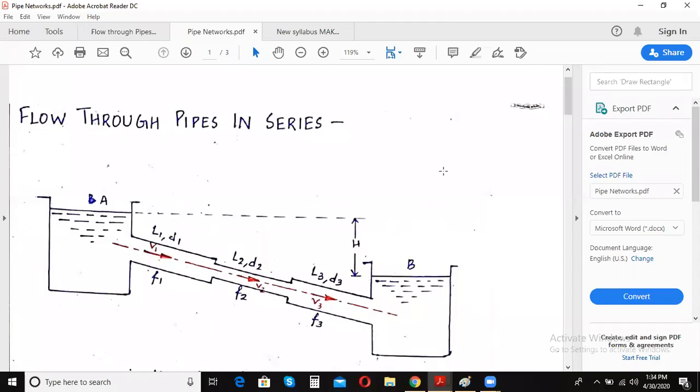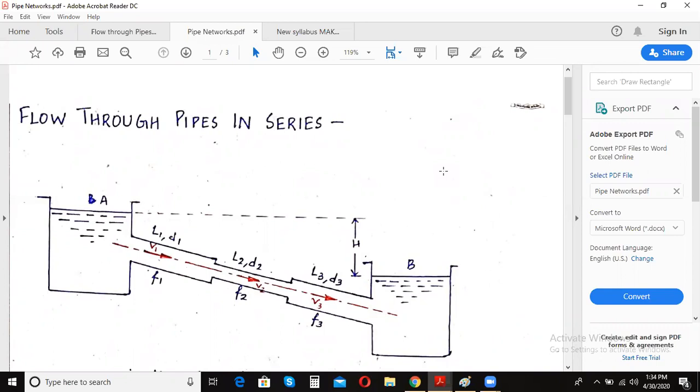Welcome back to another lecture on fluid mechanics. Today we will be discussing the flow of a liquid, or flow of a fluid, through pipeline systems. So what is a pipeline system? A pipeline system is a number of pipes which are connected either in series or in parallel, or there is a branching in these pipeline systems.